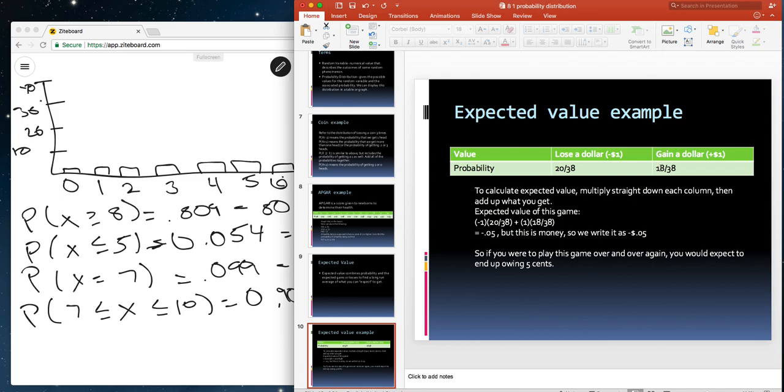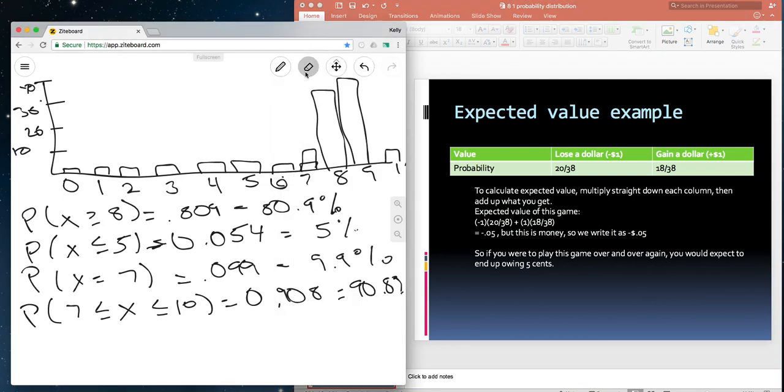But you know, people who gamble know that it's true. They know they're going to end up losing money if they play a lot of times. So they think, well, what if I just play once? Or what if I just play 10 times? So what we're going to do is something called expected value. Expected value is very easy.